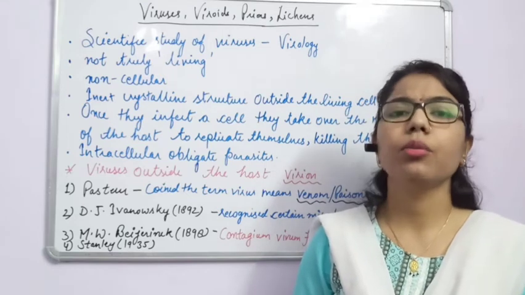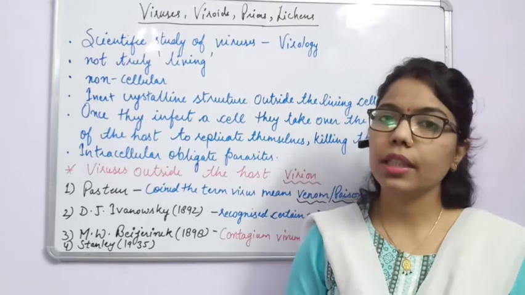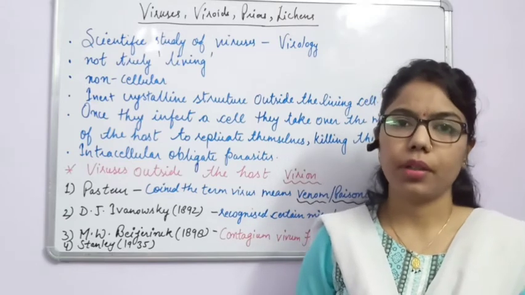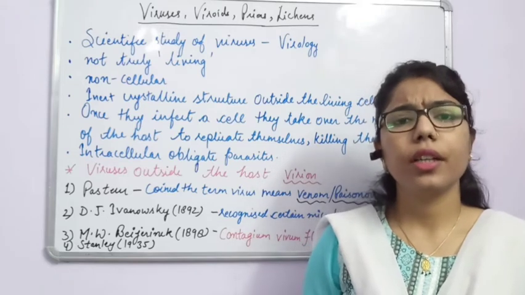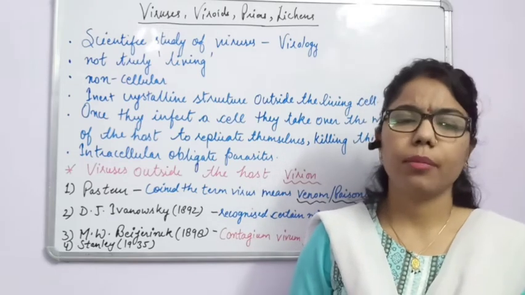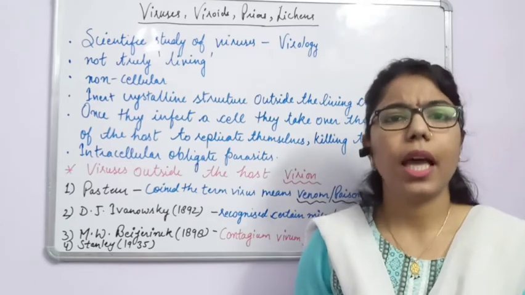Now the remaining two kingdoms, Plantae and Animalia, we will discuss in detail in the next chapters, because in your NCERT they are given in different chapters: chapter 3 for the kingdom Plantae and chapter 4 for the kingdom Animalia.